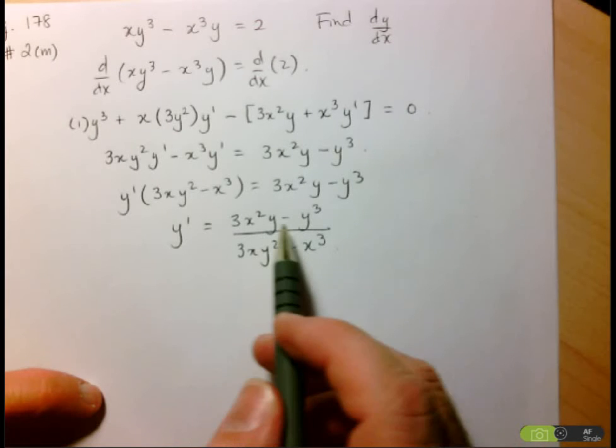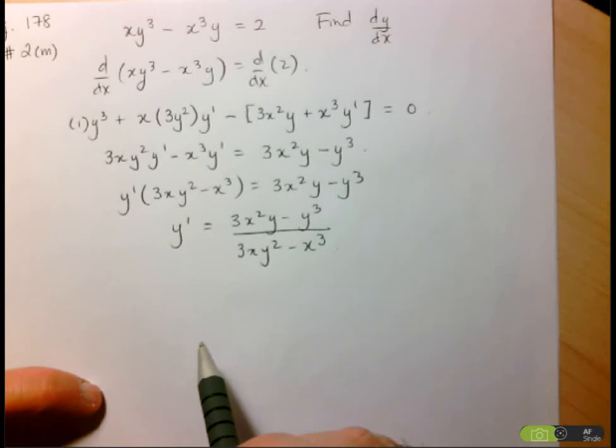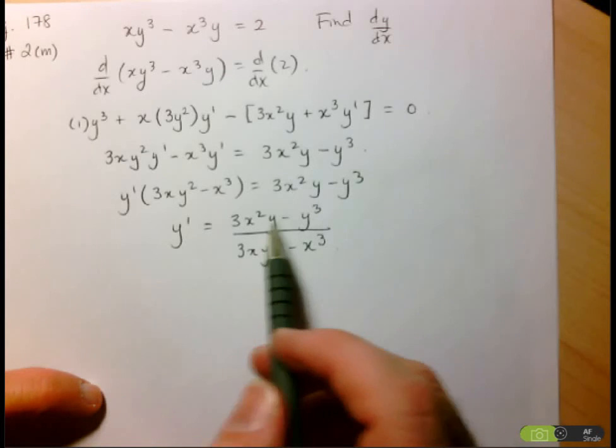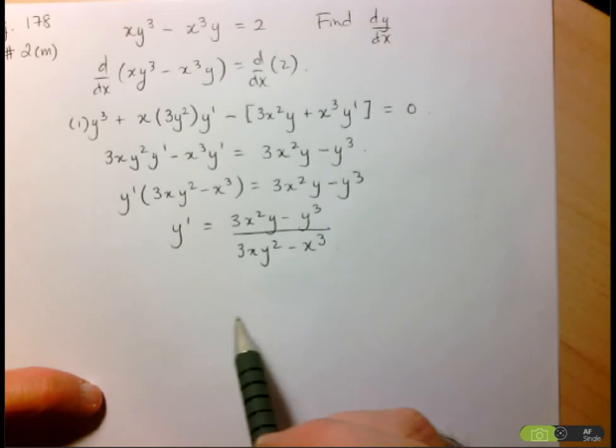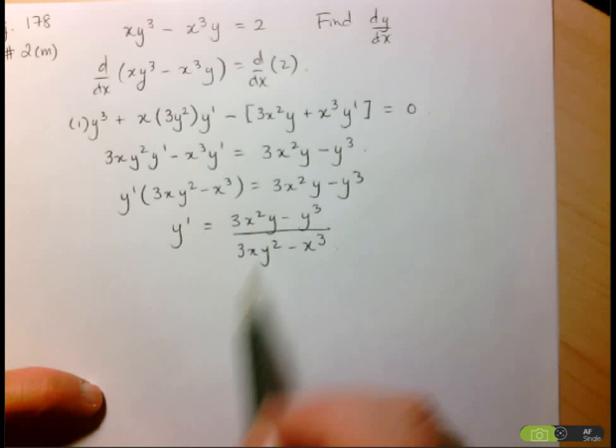So you might want to take a quick look to see if there's anything that you can simplify. But here you can remove a y from both terms. Here you can't. So I'm just going to leave it like that. Same thing with the x's. I can remove a common factor of x here, but not in the numerator. So I'll leave it as it is. Okay, that's it for this one.